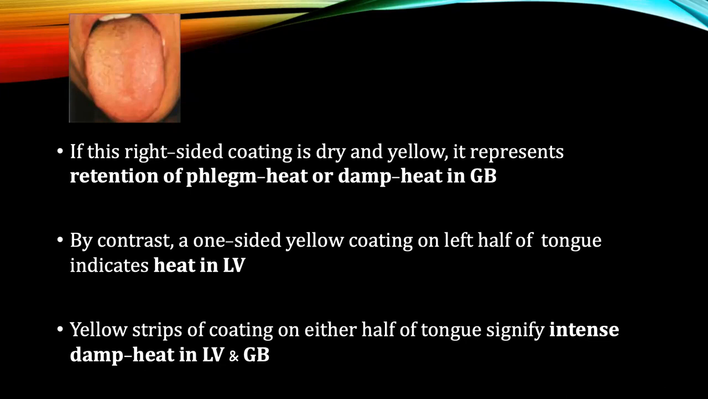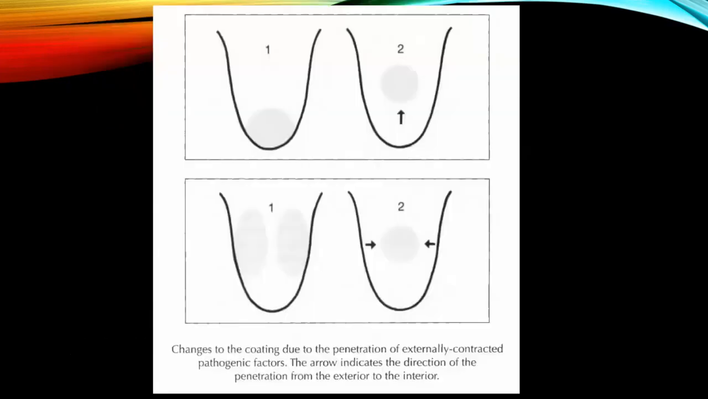Okay. Thus, yellow strips of coating on either half of tongue signify intense damp heat in the liver and gallbladder. Okay? That's all. Thank you so much for listening.